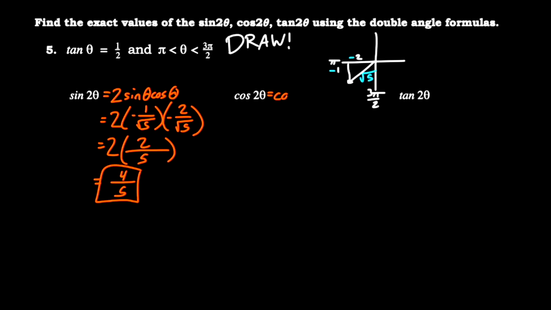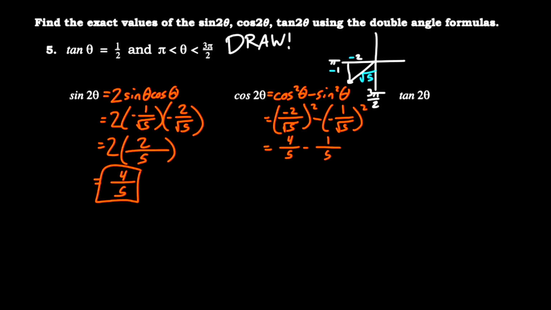Cosine of 2 theta, again, I'm just going to default to using that cosine squared minus sine squared. So the cosine value we said was -2 over the square root of 5. Just careful because we have to square that. And then subtract the sine value, which was -1 over the square root of 5. Again, being squared. Squaring the first fraction would give me 4 over 5. Squaring the second fraction would just give me 1 over 5. And when I subtract 4/5 minus 1/5, I just get 3/5.